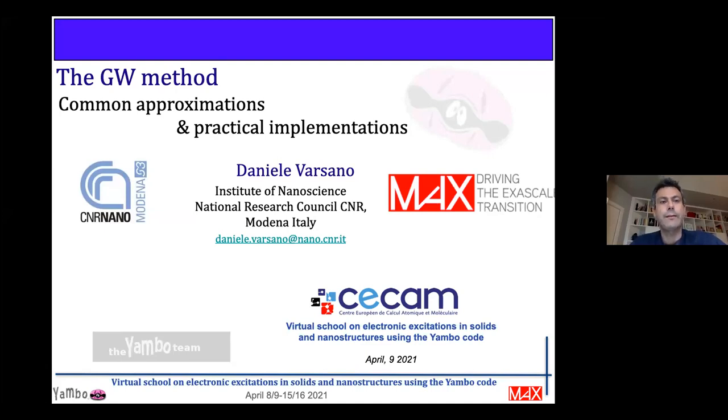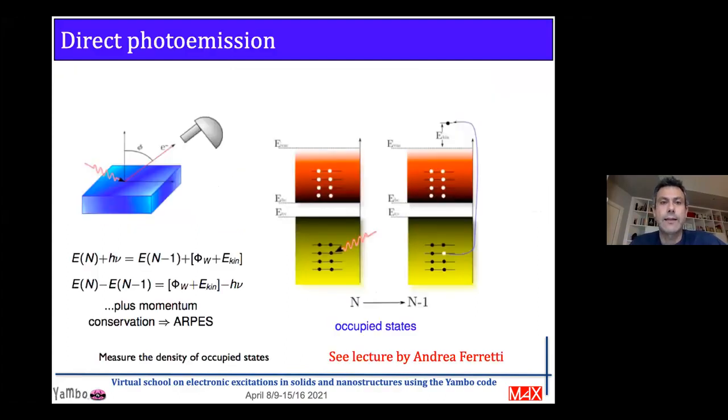So, good day. The title of my lecture is the GW method, a common approximation and practical implementation. What we want to tell you with this lecture is how to pass from the theory that we have seen in the previous lecture to practical implementation in the Yambo code through all the approximations that we will use to arrive at our final results.